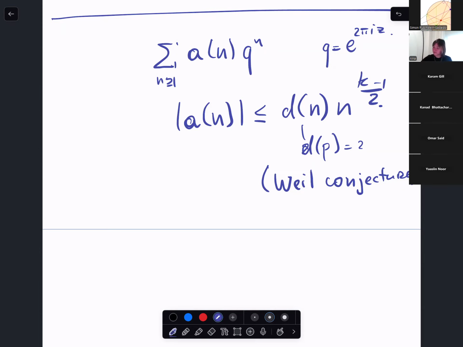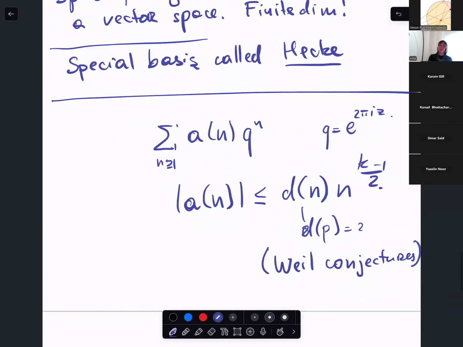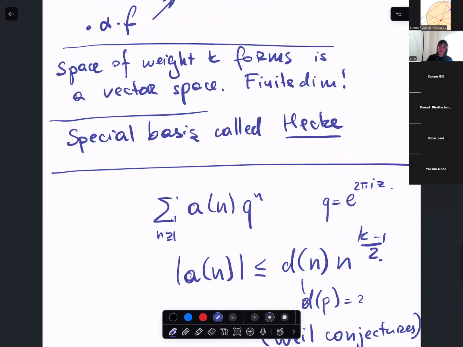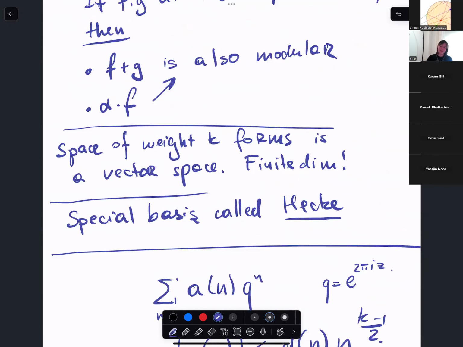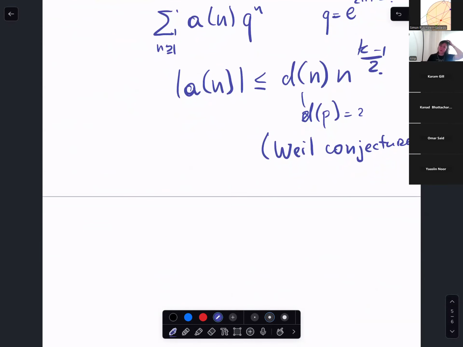Is there a formula for these a(n) explicitly, or do we only know the bound? Well, it depends. There are many modular forms, right? So we don't know. They will be different for every single form. For the tau function, there's no explicit formula. There's no other form in which you can write it, as far as I know.